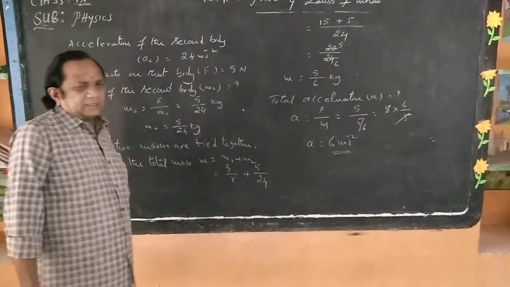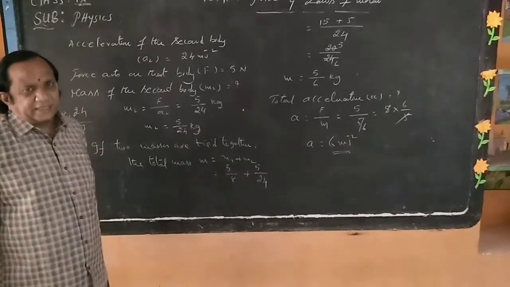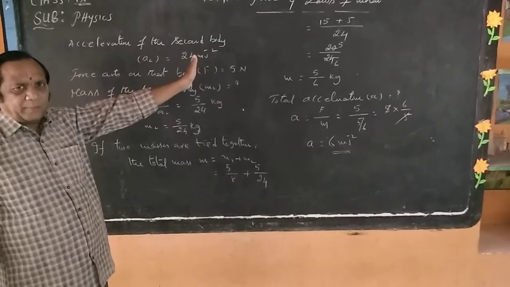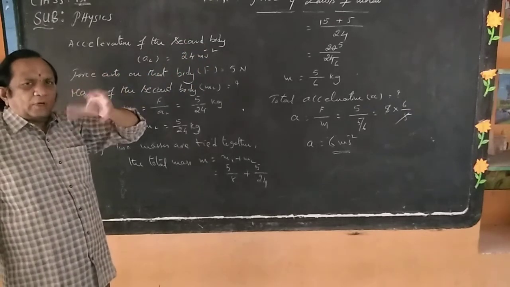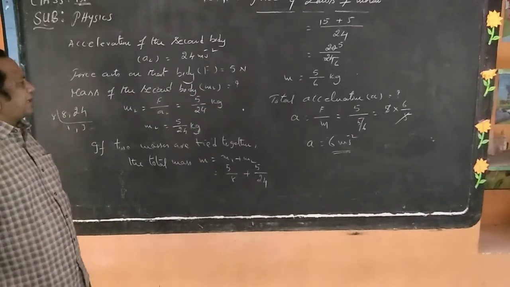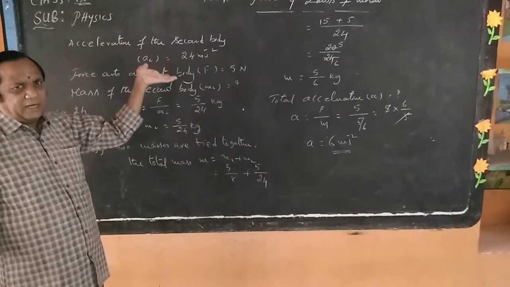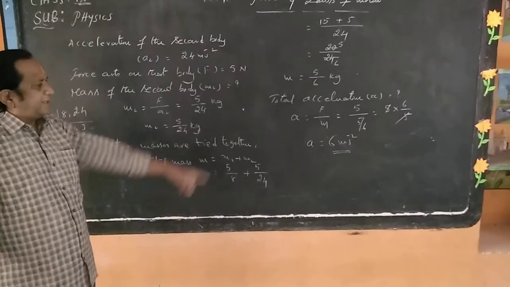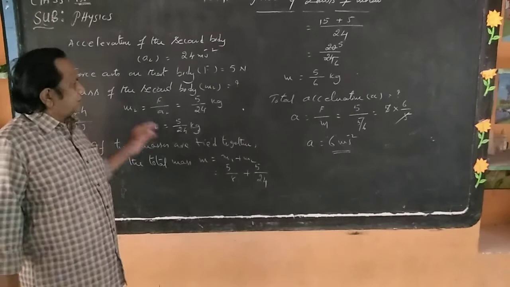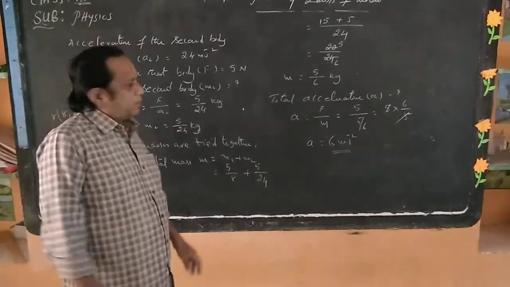So if both bodies are tied together, the acceleration of the body will be 6 meter per second square. The same force will be provided, that is 5 Newton force will be applied. If two masses are tied together, the resultant acceleration will be 6 meter per second square. Separately the accelerations are different, but when both bodies are tied together, the acceleration will be 6 meter per second square. So this is one of the models, right? Now we can consider another problem.